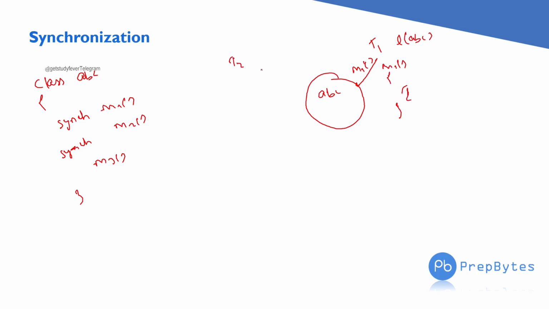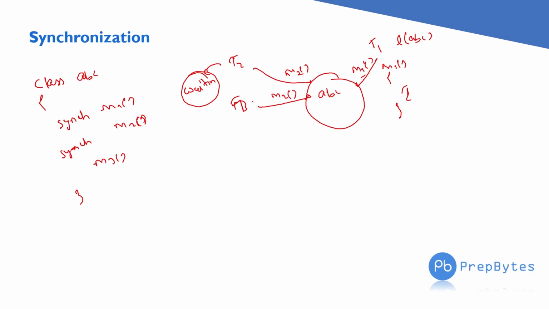Now T2 arrives and says, I want to execute M1. But ABC will say my lock is with T1, so you have to wait. So T2 enters the waiting state. Fine. For example, T3 arrives. Now T3 wants to execute M2. This was the M1 case, so you might have understood that T2 went to the waiting state.